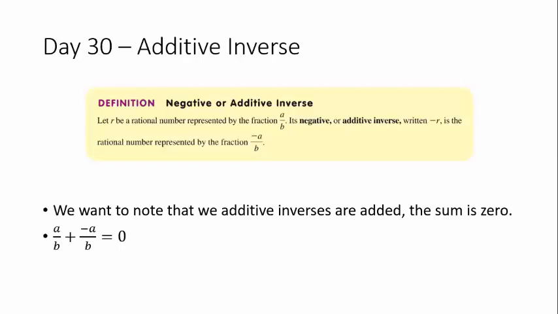When additive inverses are added together, the sum is 0. The same is true with rational numbers. We can see the example at the bottom of the screen. When you add a over b and its opposite, then the sum is 0. This concept is used in algebra frequently.